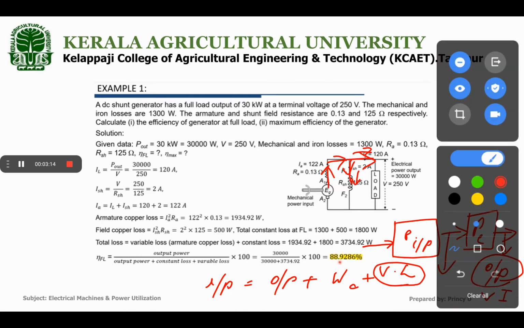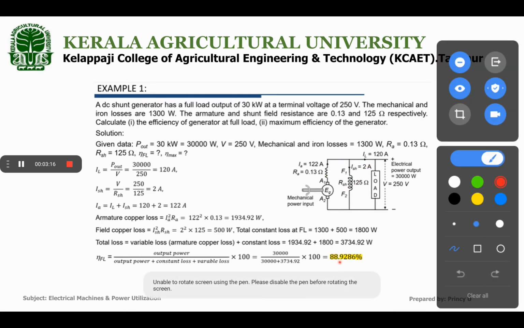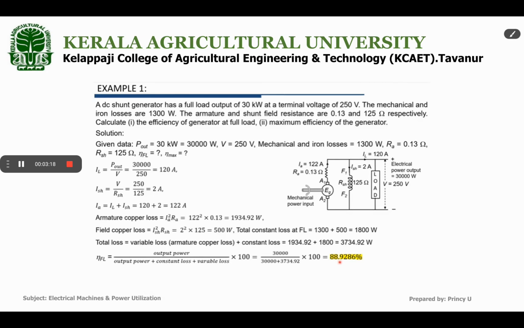So first try to find out IL, the load current. Output is given, output is V into I. Just divide by the terminal voltage and you will get the output current IL. So VI by V will give 120 ampere, that is the load current.